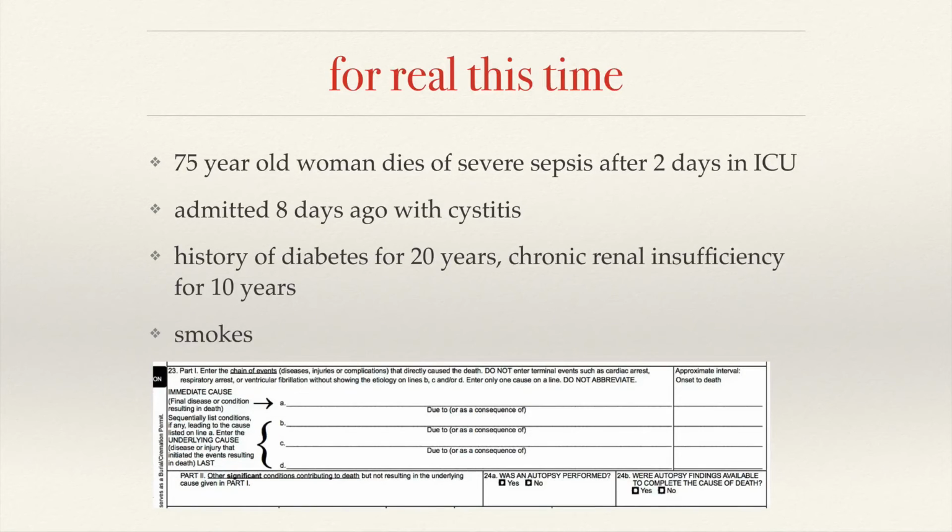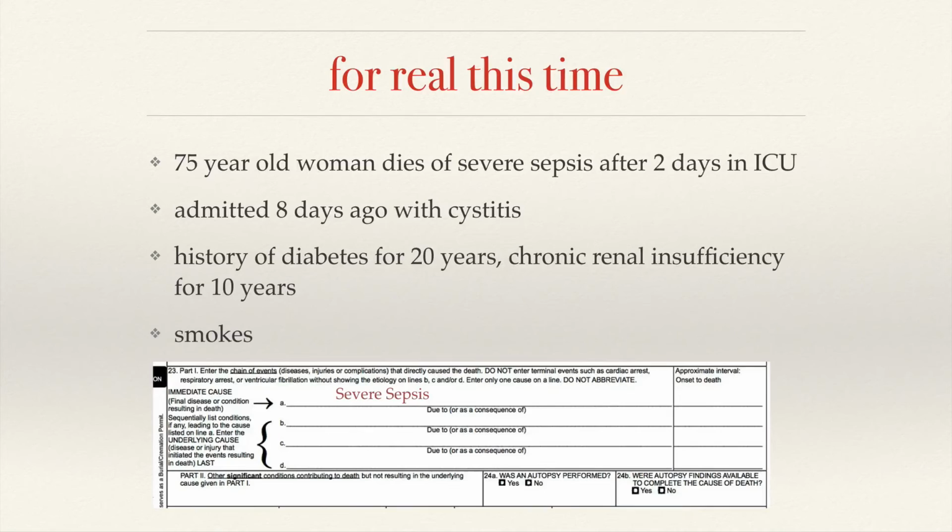So there is an elderly woman who dies of sepsis in the ICU. She began her hospital stay with cystitis, and she has some comorbid medical conditions. So in terms of the thing that actually killed her, it was severe sepsis. So it's not cardiac arrest, it's not respiratory failure, it's severe sepsis.